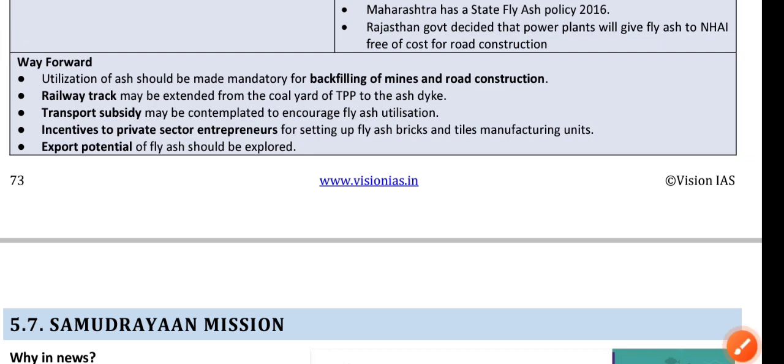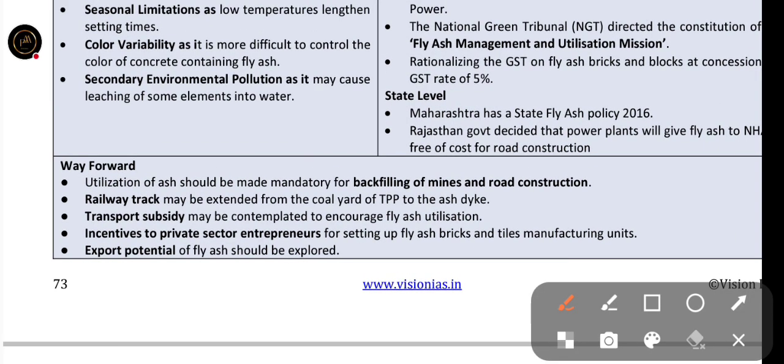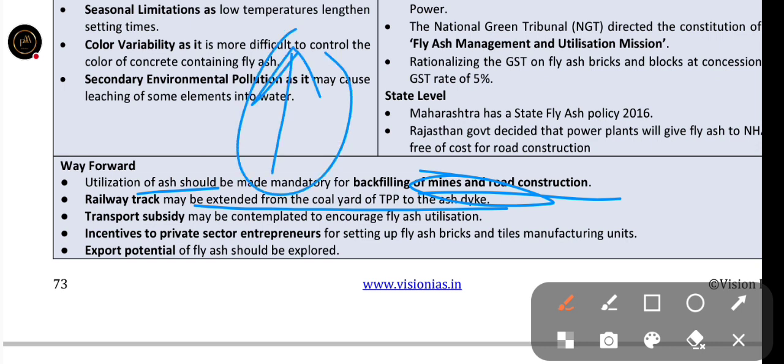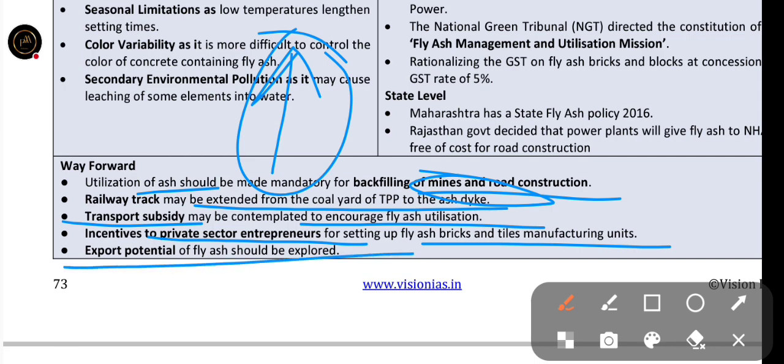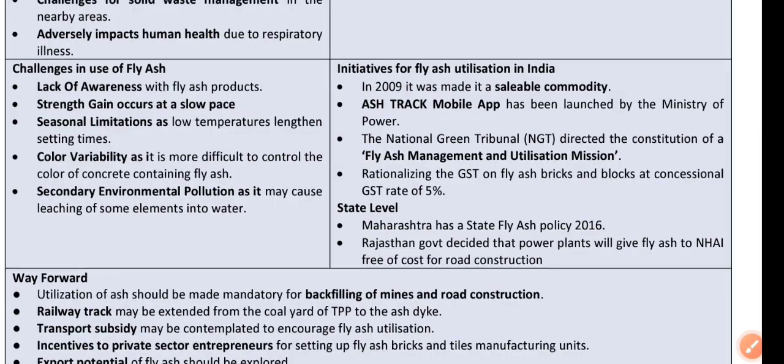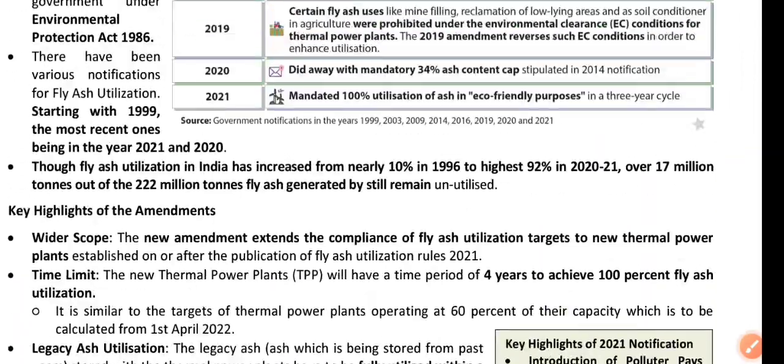Okay, and there are more solutions so that fly ash can be used for more purposes. The utilization of fly ash should be made mandatory for backfilling of mines and road construction, and railway tracks may be extended from the coal yard of the thermal power plant to the ash dike. And you should know the ash dike, okay: a dike for filling vertical holes inside the surface of the earth. Transport subsidy may be contemplated to encourage fly ash utilization, along with incentives to private sector entrepreneurs for setting up fly ash bricks and tiles manufacturing units, and the export potential of fly ash should be extended. Okay, so you should remember these facts and concepts about fly ash production and its utilization.